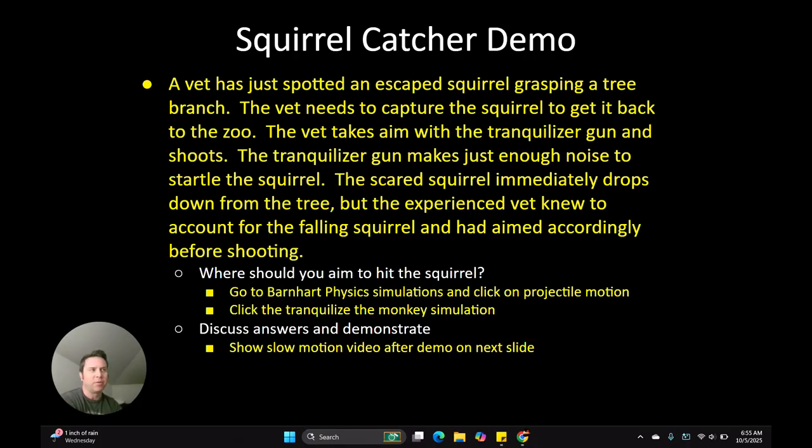This is a classic physics problem, except it involves a monkey. I changed it to a squirrel. The vet takes aim with the tranquilizer gun and shoots. The tranquilizer gun makes just enough noise to startle the squirrel, and then the startled squirrel immediately drops down from the tree. They just fall. So the second you shoot the tranquilizer, the squirrel in this case falls.